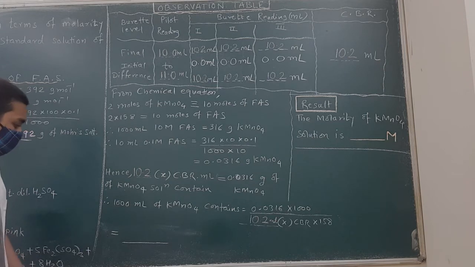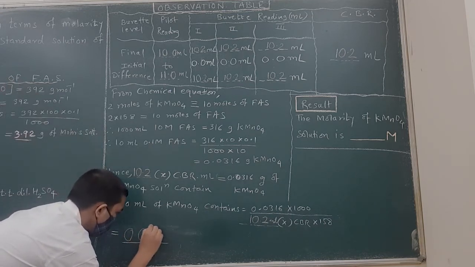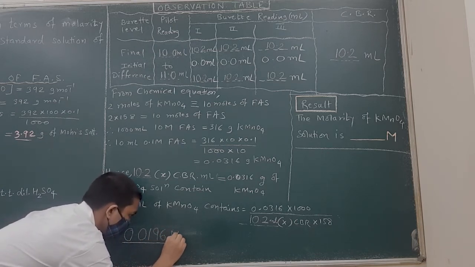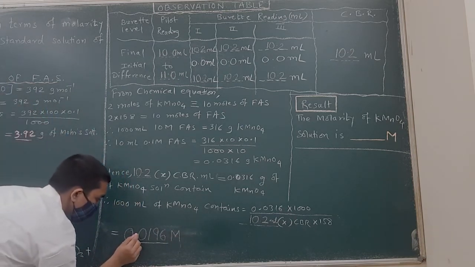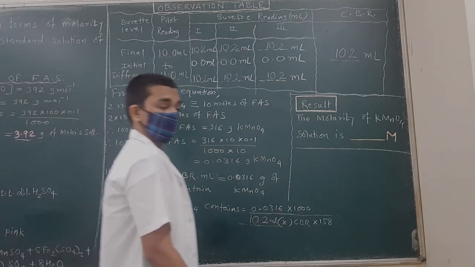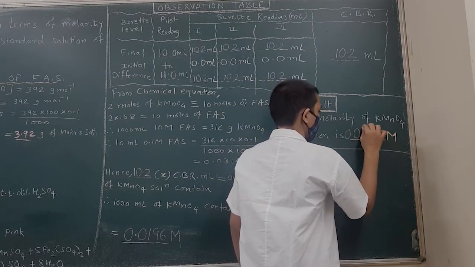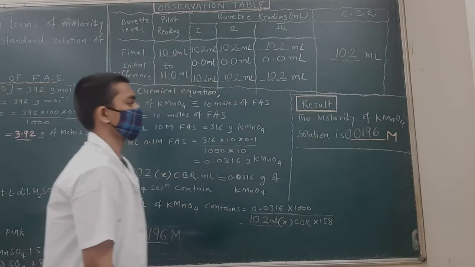Now the student has done the log calculation for this particular part, and our final answer is 0.0196 molar. While writing the molarity, the unit should be capital M. 0.0196 M. So for this particular experiment, our result is that the molarity of KMnO4 solution is 0.0196 M. This is all about volumetric analysis. Thank you.